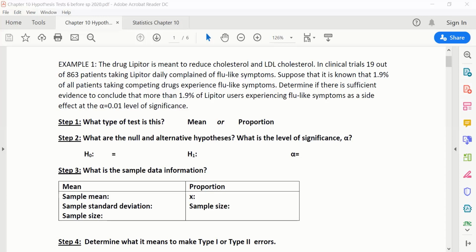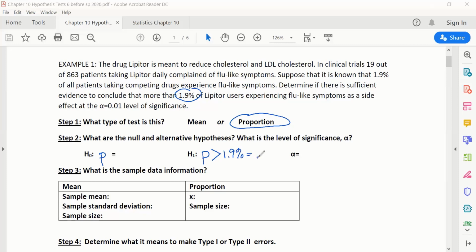Okay, so we're going to go through this like it's a new problem. First, is it a mean or a proportion? We don't see the word mean in here at all, and we do see a percent, so that tells us we're dealing with a proportion. So we know our null hypothesis and our alternative hypothesis are going to be about P because it's a proportion. It tells us that there's 1.9% who take the competing drugs, and we want to know about more than 1.9%.